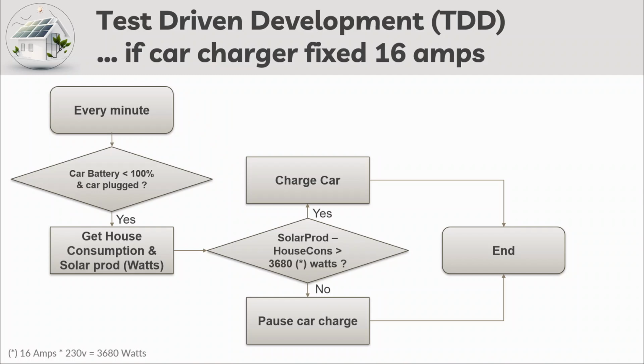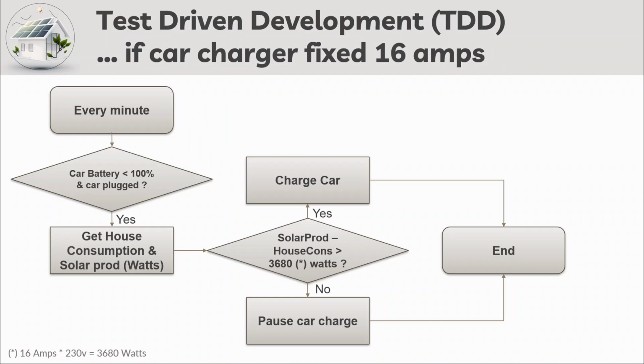Now, first off, a small disclaimer. This tutorial assumes your home runs on 230 volts, such as we have in the EU. If your outlets run at 120 or 240 volts, you will need to adjust the math as appropriate to make it work for you. In this simplistic scenario, the algorithm is very simple.